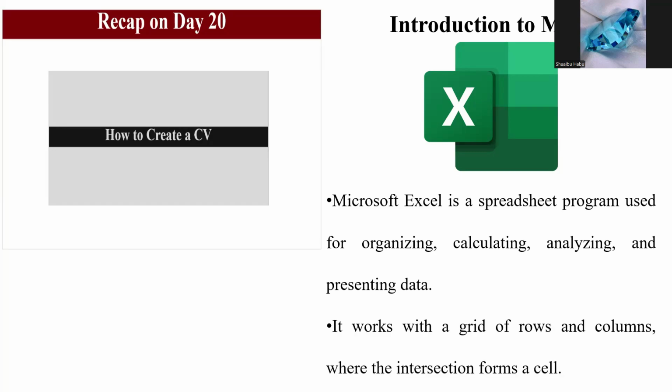A cell can contain text, maybe a patient name, something like that. It can be a number, such as drug quantities. It can also be a formula, which is just an instruction given to Excel to calculate something for you automatically. So in simple words, Microsoft Excel is a computer program that helps us organize information in neat boxes, and it can also calculate and analyze data quickly.